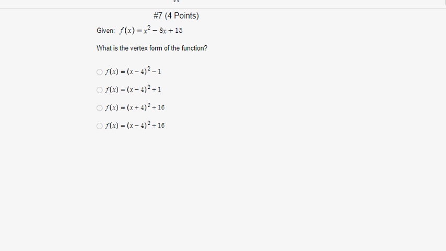Vertex form of this function. Here's where we have to complete the square. So for the vertex form, we're looking at x squared minus 8x plus. Now we want to take this number, the absolute value of b, divide it by 2, and square it. Plus 15. Now we're all on the same side of the equal sign.